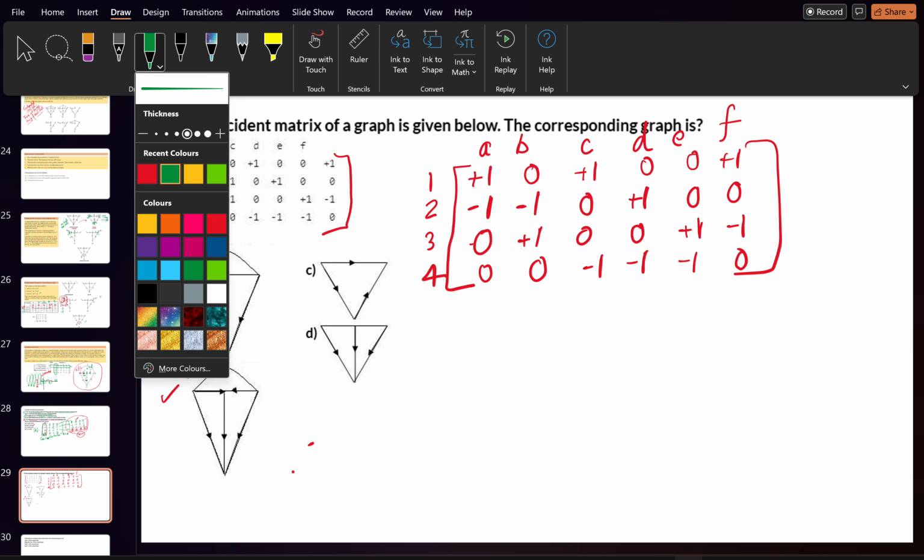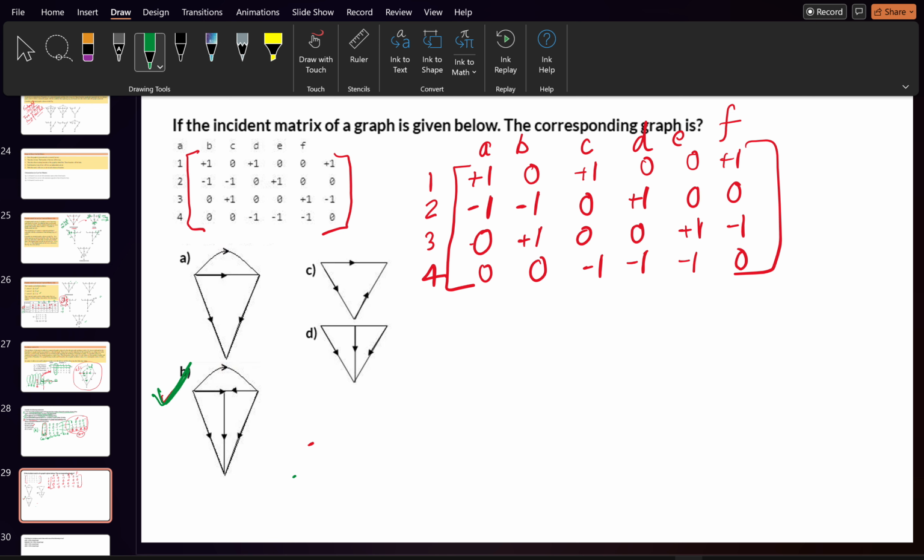Option B. Okay, option B. I got that answer as well. Let me see what the basic definition is. You can observe that here also the summation of each column is 0, in all the columns. This is the basic definition, a property of the incidence matrix.